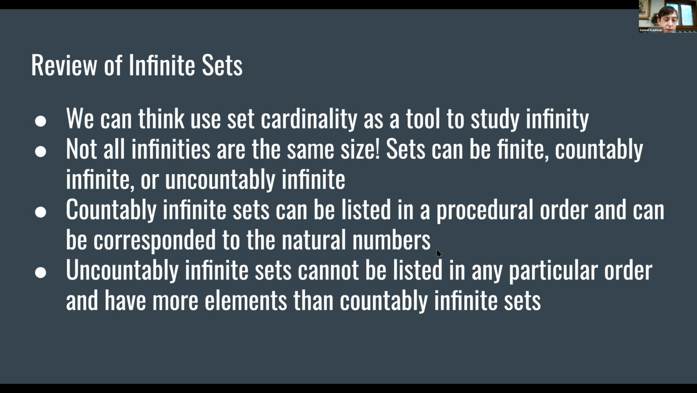Uncountably infinite sets have more elements than the countably infinite sets. They can't be listed in any particular order. So this includes the real numbers. Remember, the real numbers are pretty much any normal number that you can think of. Those are uncountably infinite. And the proof that we looked at to show that an uncountably infinite set has more elements than a countably infinite set was Cantor's diagonal argument.